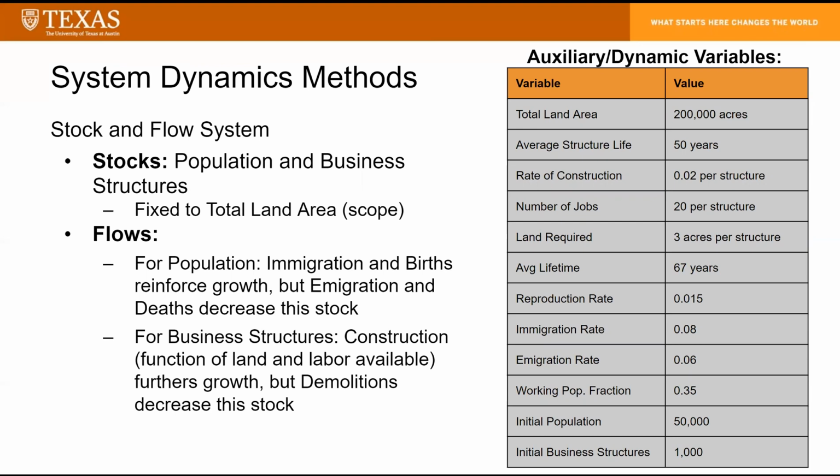For the flows, we actually had 4 flows for the population stock and 2 for the business structures stock. There were immigration and births feeding into the population stock, and then emigration and deaths feeding out to help reduce that stock. Then for the business structures, we had construction rate feeding in and demolitions feeding out.